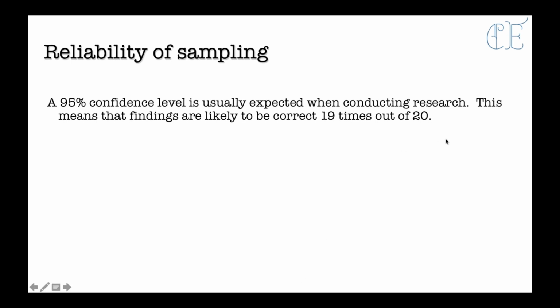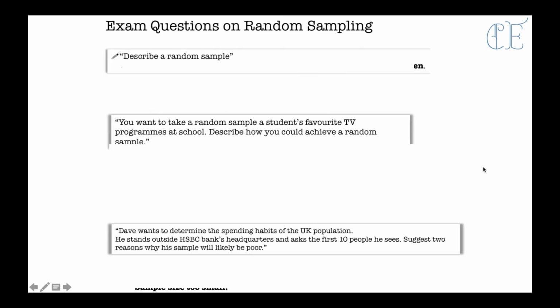Sometimes you're just not sure about those British surveys. Okay, exam questions on random sampling then. So describe a random sample. In your exam, if they ask you to describe a random sample, this is the answer you need to give: a sample where each thing in the population is equally likely to be chosen.